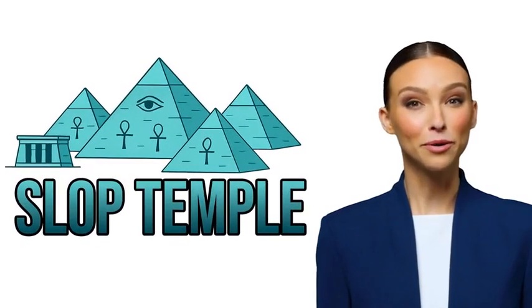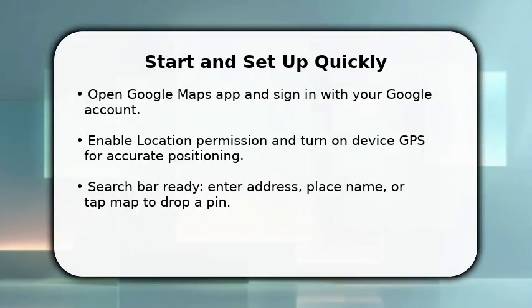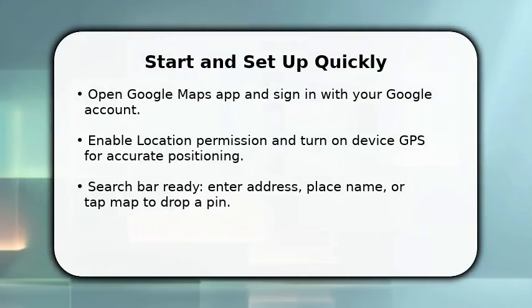We pray this video helps. You're starting in the app now. Open Google Maps and sign in so your preferences and history sync. Once signed in, grant location permission and make sure device GPS is on for precise positioning.